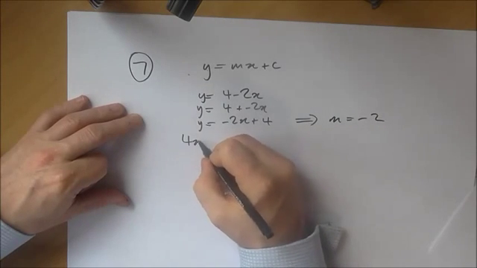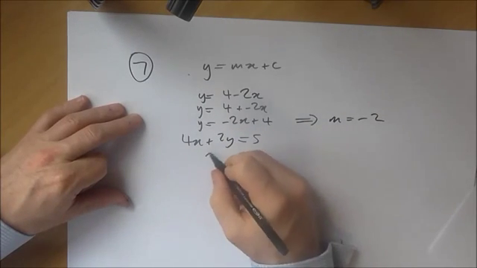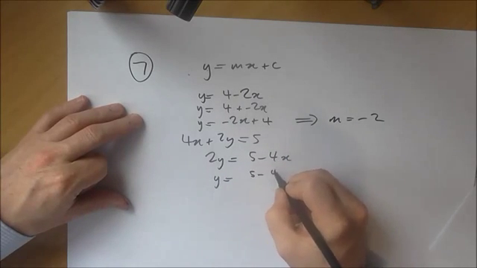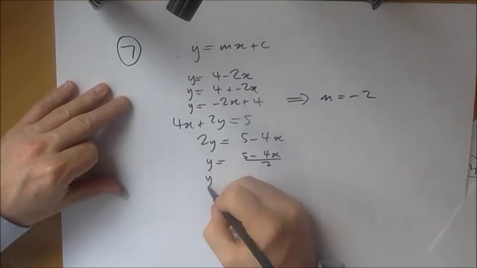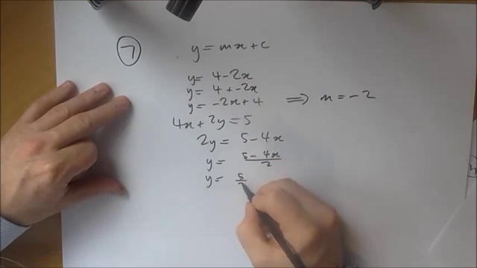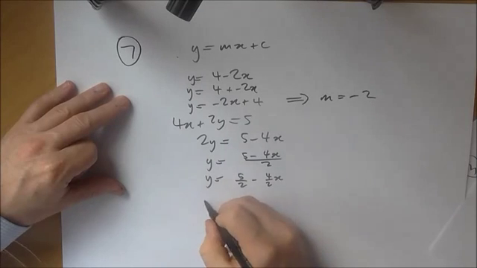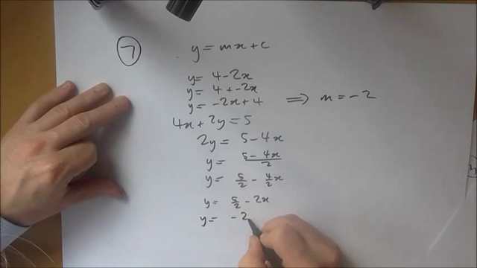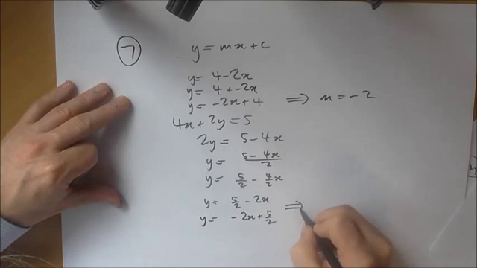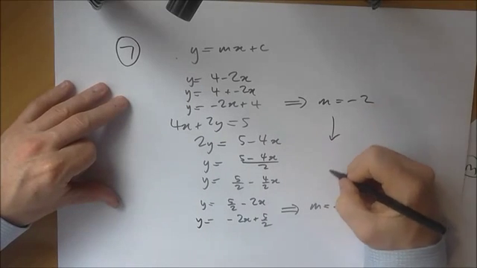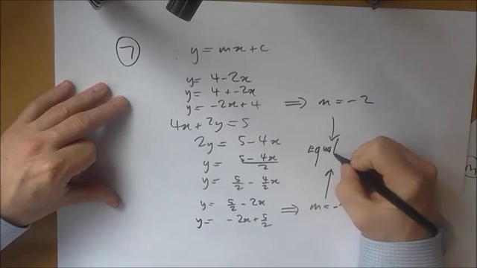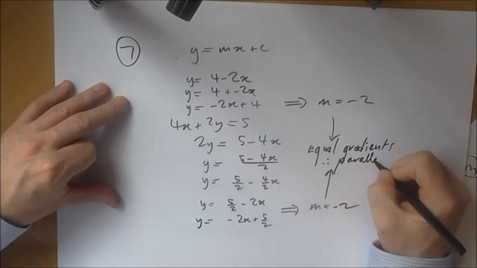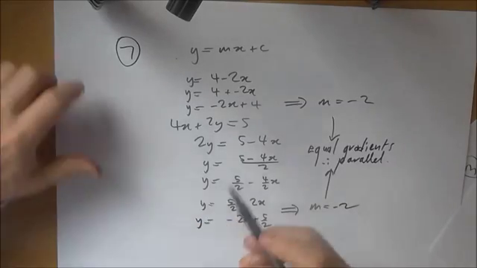What about the other one? 4x plus 2y equals 5. 2y equals 5 minus 4x. y equals (5 minus 4x) over 2. Now being super careful to compare it to the template. So that's the answer to Roman numeral part 1.